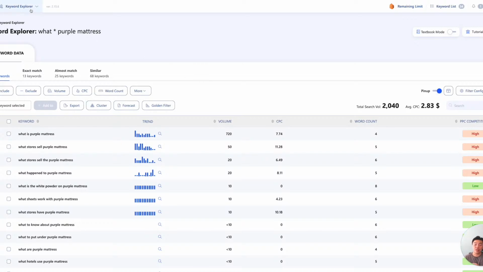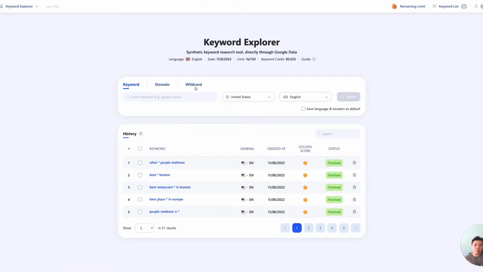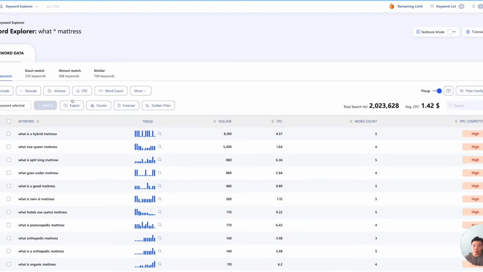So let's go to the second kind of demand, which is direct demand. As you can see here, let's use purple as the example. Purple does a really good job in branded keyword or branded demand. But what about non-branded demand? What about keyword that is in direct demand? So for matches, let's do what star matches. I think this is pretty good.